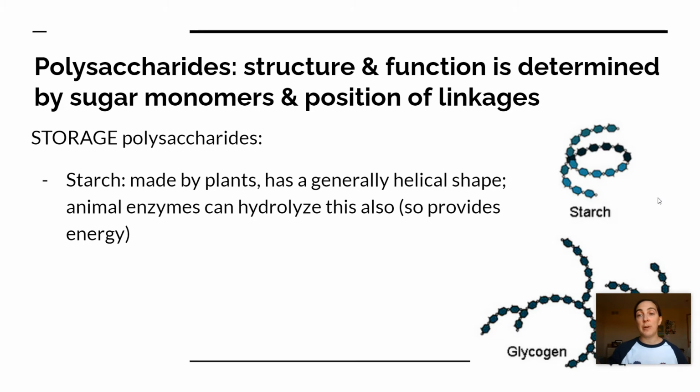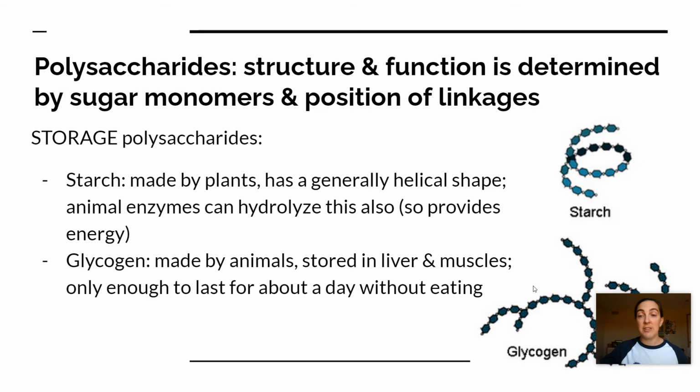We can add the water back in and break down starch into those monosaccharides, into glucose molecules, and use this for energy. So that's why foods like pasta and potatoes and bread that contain a lot of starch are good sources of long-term energy. Another type of storage polysaccharide is called glycogen.